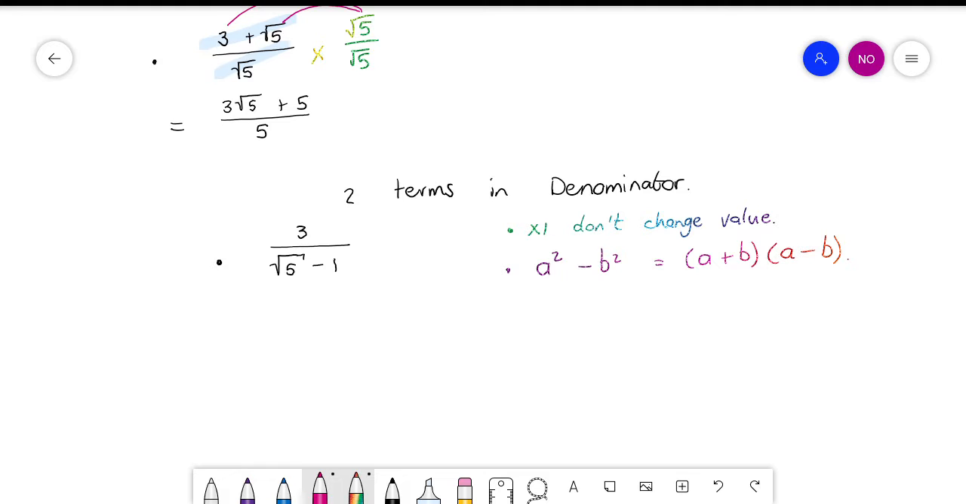Okay. Met ander woorde, as ek kyk na hierdie ene. As ek wortel 5 min 1 gaan vermenigvuldig met wortel 5 plus 1, stem julle saam, hy gaan dan vir my gee wortel 5 kwadraat minus 1 kwadraat. Why? Because everything in those two brackets are the same except their signs differ.